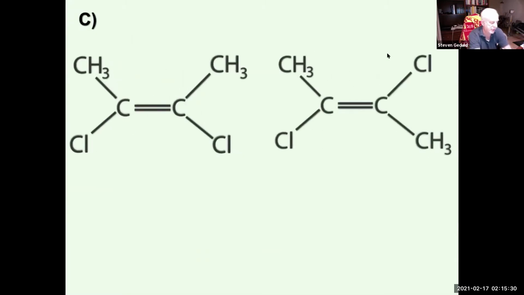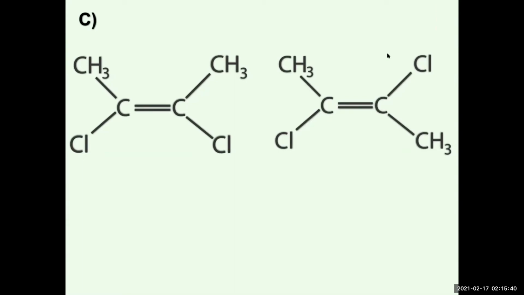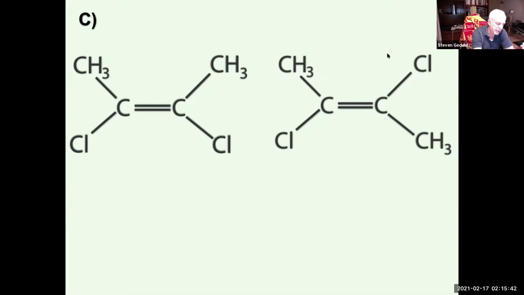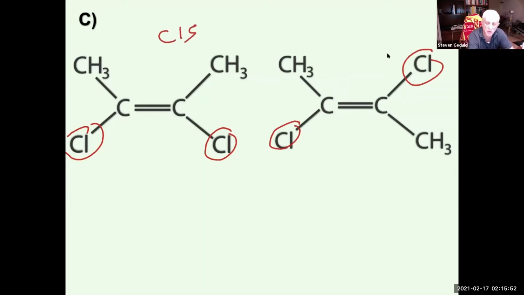Okay, and this is number C, letter C. Can C have cis trans isomers? Yes. Yep, because you have 2 methyl groups and 2 chloro groups. They can be on the same side or they can be on opposite sides. So the one over here is cis because the chlorine groups or the methyl groups, either one you choose, are on the same side of the double bond. Opposite sides of the double bond is trans. Cis is same side, trans is opposite side.